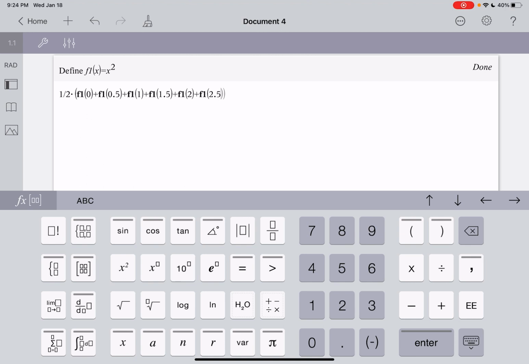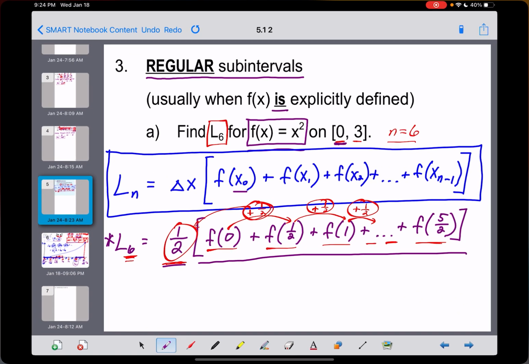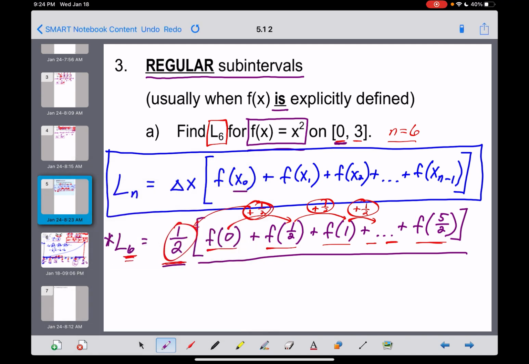So I'm curious to see what that gets us and to see if we have an answer that seems reasonable. I got an answer of 6.875. So let me go ahead and write that down for right now, that L6 looks like it's going to be 6.875. Everything here would be square units.